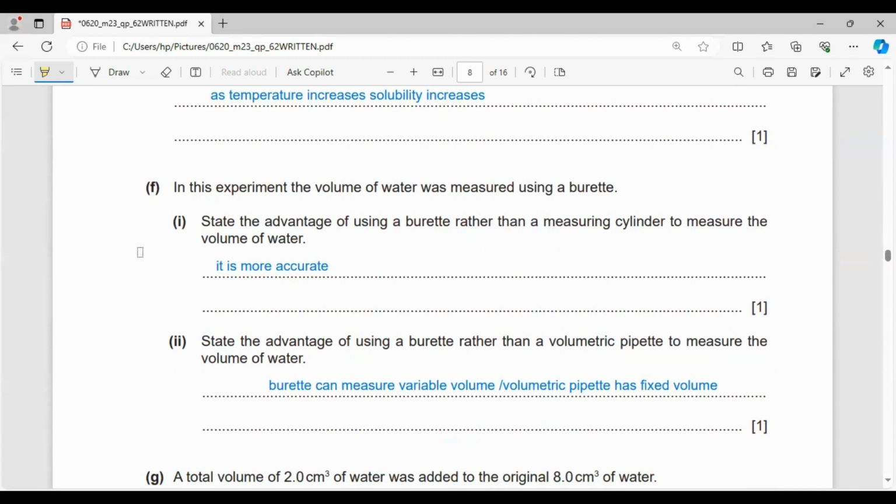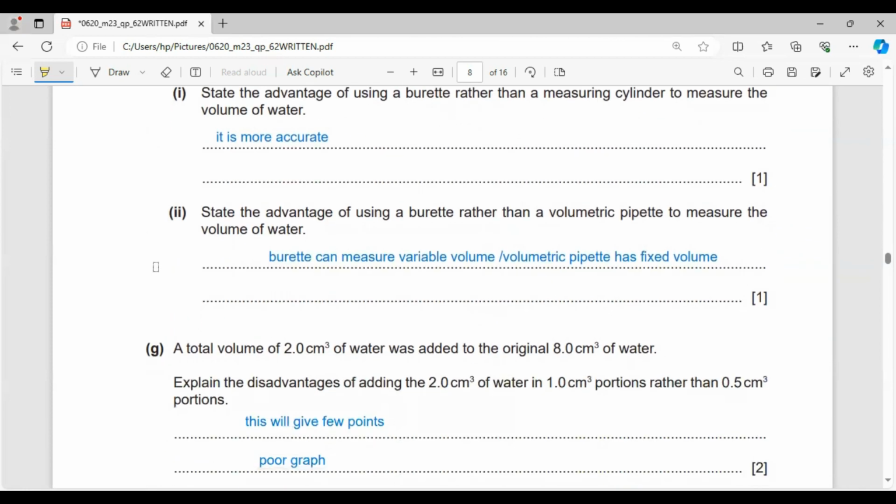In this experiment, the volume of water was measured using a burette. State the advantage of using a burette rather than a measuring cylinder to measure the volume of water. So, as we know, a burette is more accurate than a measuring cylinder. State the advantage of using a burette rather than a volumetric pipette to measure the volume of water. A burette can measure variable volumes, or we can write that a volumetric pipette has a fixed volume.